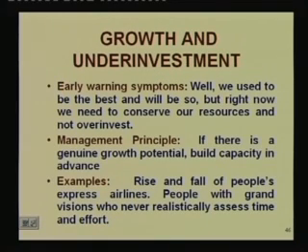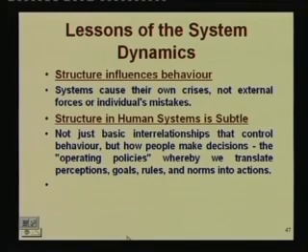So that's the dilemma. Early warning symptoms are: we used to be the best and will be so, but right now we need to conserve our resources and not over invest. This is the problem that usually happens. So if there is genuine growth potential, build capacity in advance. The rise and fall of People's Express Airlines is an example of people with grand visions who never realistically assess time and effort. We need to build capacity in advance, but this basically means money getting blocked. But if you want great returns, you also have to invest greatly in capacity. So here are some of the lessons that we learned from system dynamics.